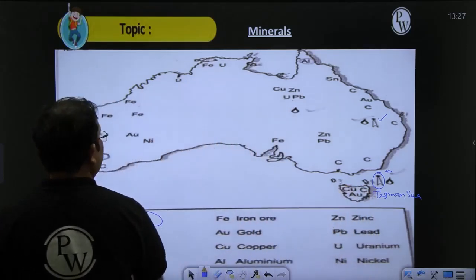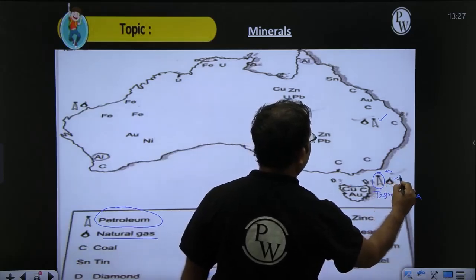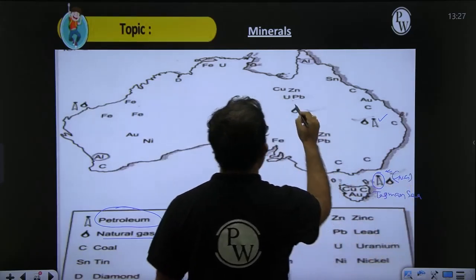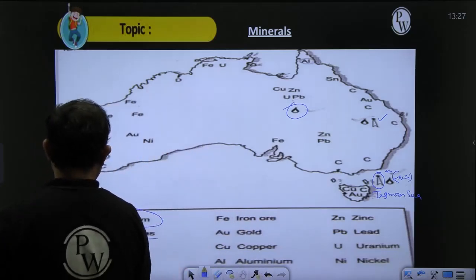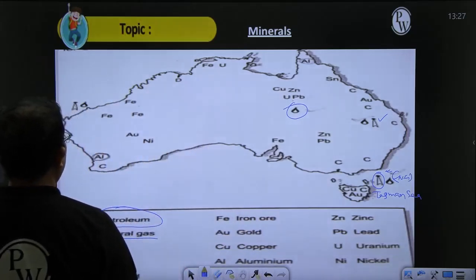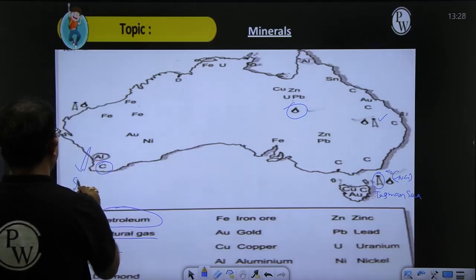Then you will find natural gas. Here you will find natural gas. Also here in the desert area you will find natural gas. Then coal: Australia is very rich in coal. You find it in the southwestern regions, particularly the southwestern region.